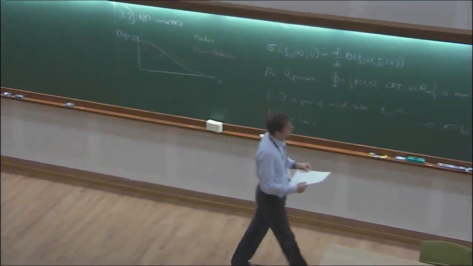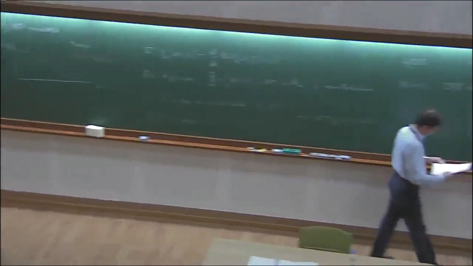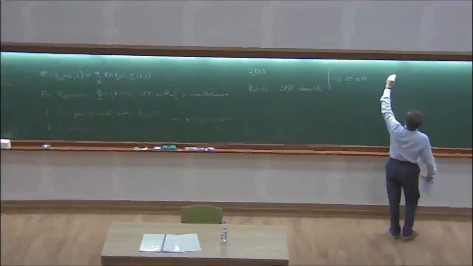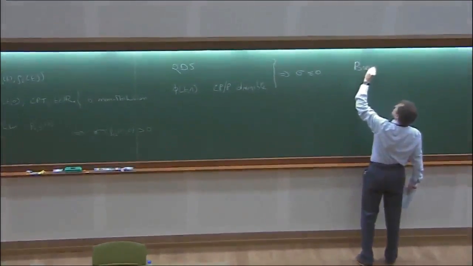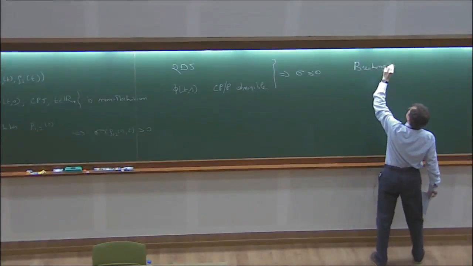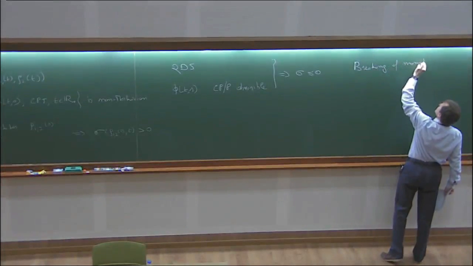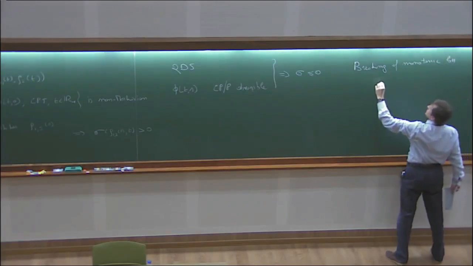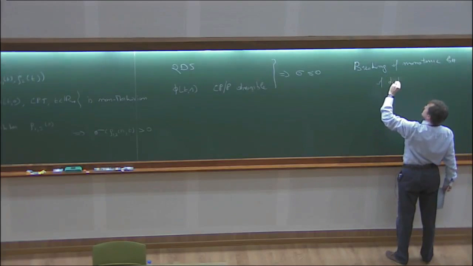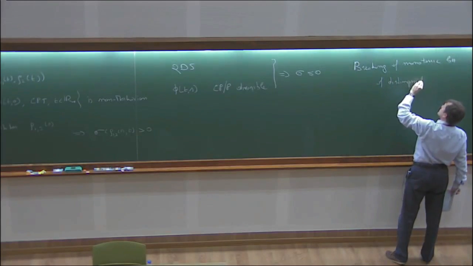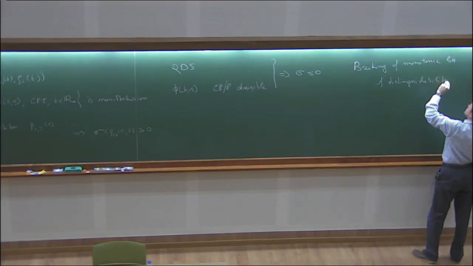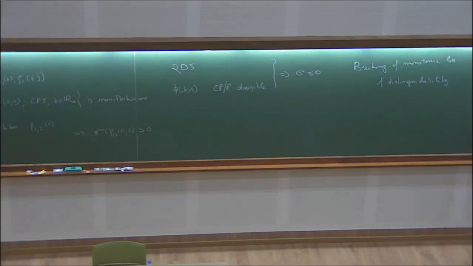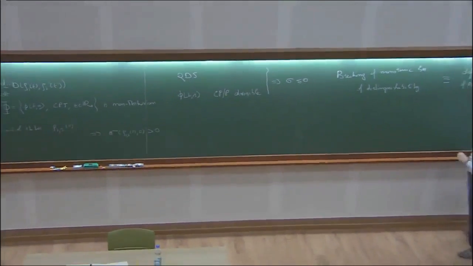So what I have done up to now essentially is to define the breaking of monotonic loss of distinguishability as a signature, a criterion, a definition for non-Markovianity. I take it as a definition.